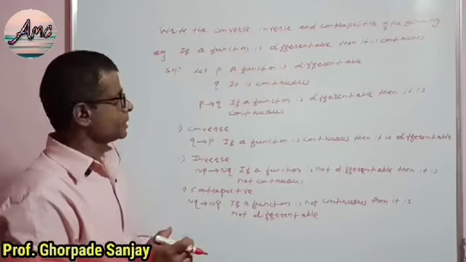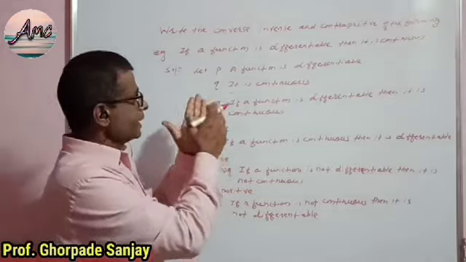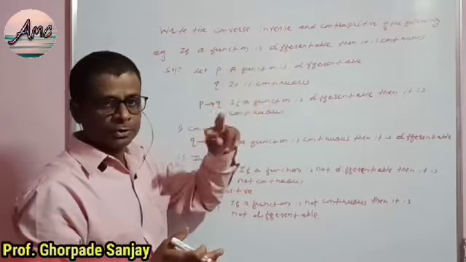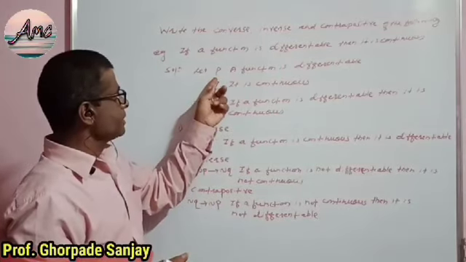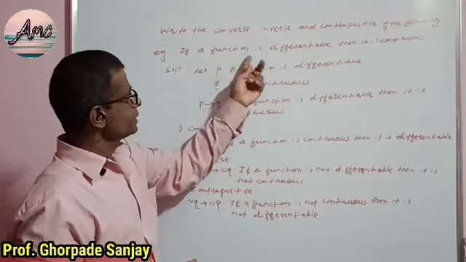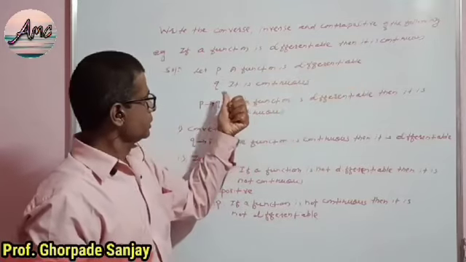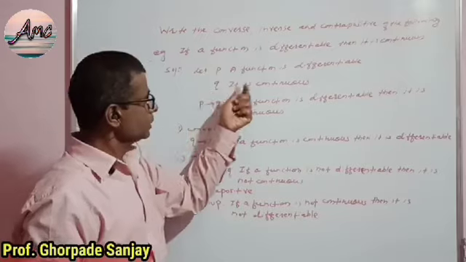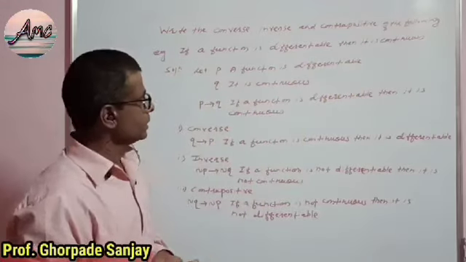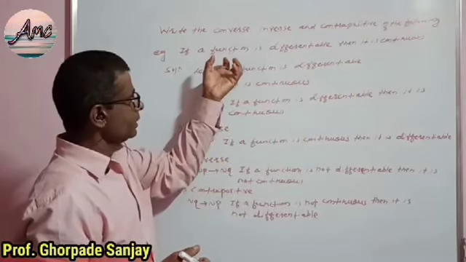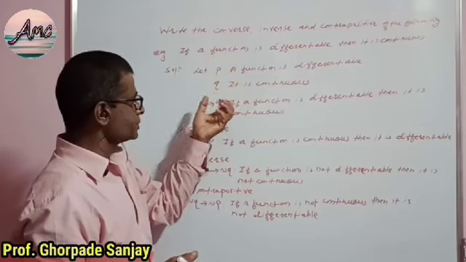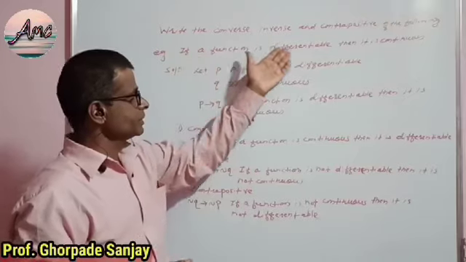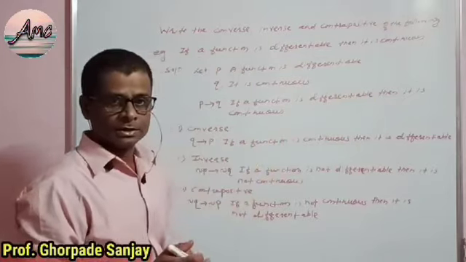Now let us split this given conditional statement into two simple statements. Let P: a function is differentiable. Second simple statement, say Q: it is continuous. Then the given conditional statement in its symbolic form is P conditional Q. That is nothing but: if a function is differentiable, then it is continuous.